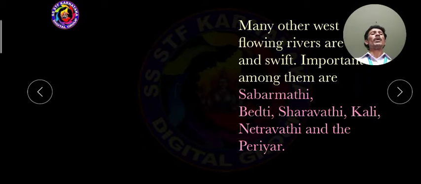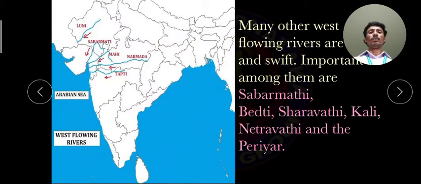Many other west flowing rivers are short and swift. Some of the important ones: Sabarmati, Bedti, Sharavati, Kali, Netravati, and the Periyar. These are all the important west flowing rivers after the river Narmada and the river Tapi.